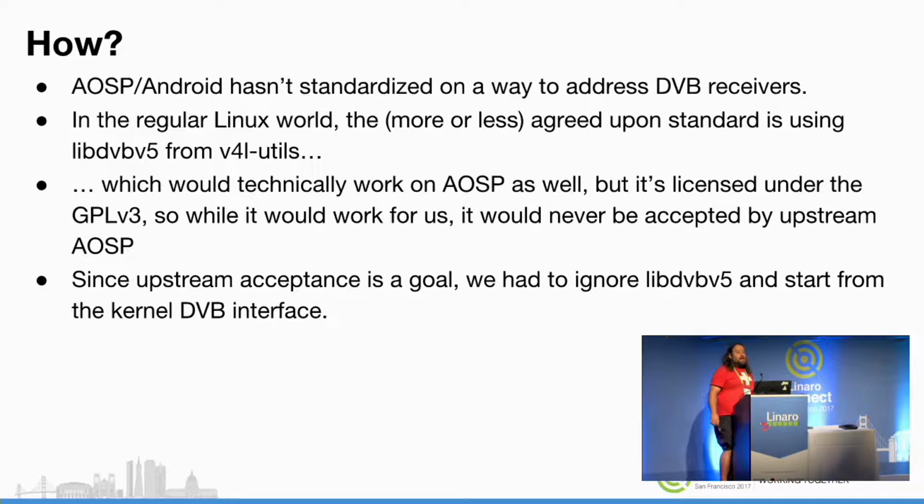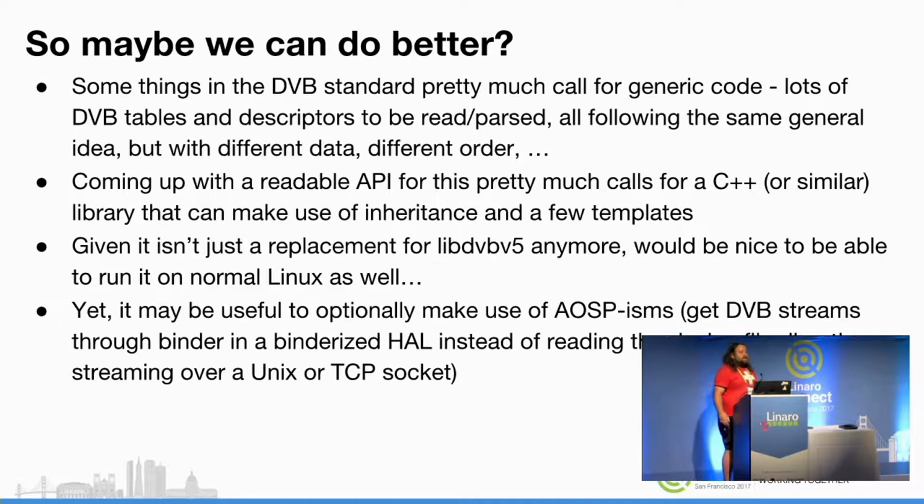So we couldn't just use that and had to start over doing something from scratch that would be under a license more acceptable to AOSP. So the only thing we could build on is the kernel interface to DVB devices. We've created a new wrapper library on top of that. So if we have to start from scratch anyway, maybe there's a couple of things we can do better, or at least do better for our particular use case.